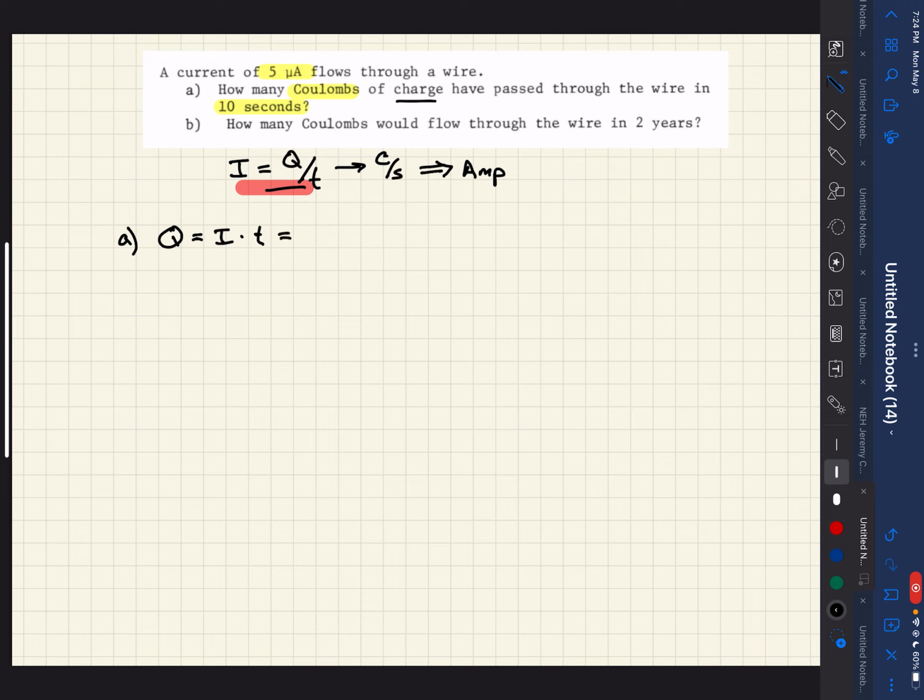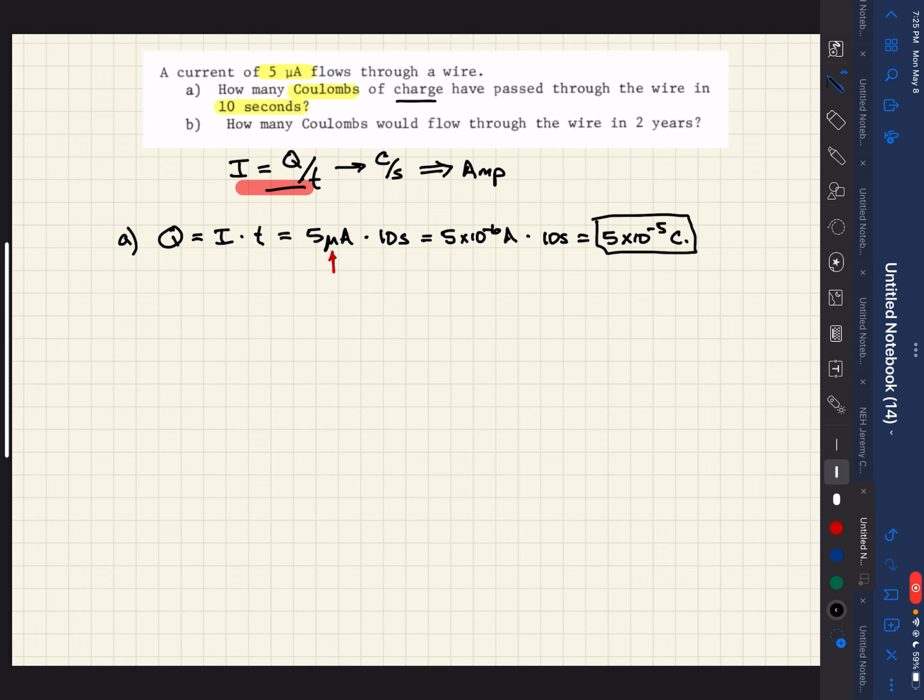So in part A, again, we're told we have 5 microamps, and that's going to be times our time, which we said was 10 seconds. Well, we need to keep in mind that micro, this symbol right here, means 10 to the minus 6. So utilizing that, we rewrite this as 5 times 10 to the minus 6 amps. That's going to be times 10 seconds. So when we multiply that, plug it into our calculator, we should come up with 5 times 10 to the minus 5 coulombs. So this is the answer to part A.